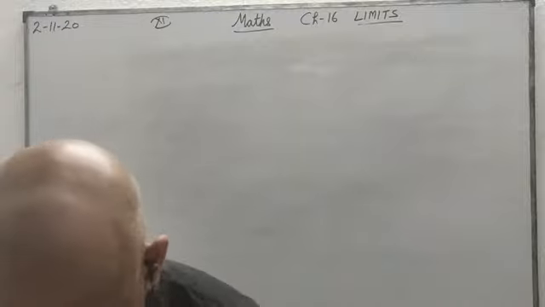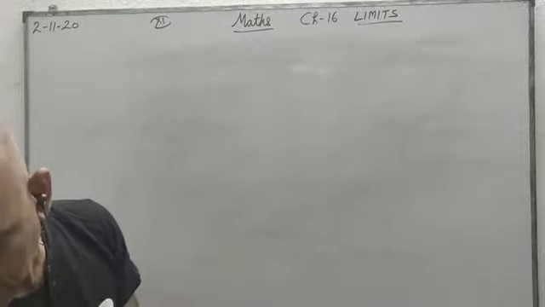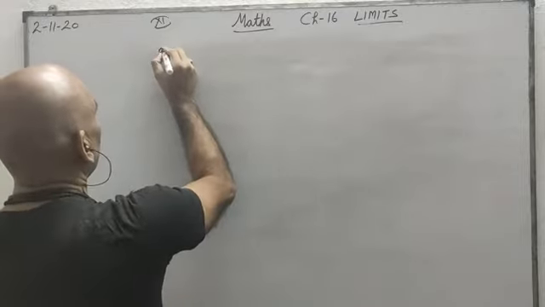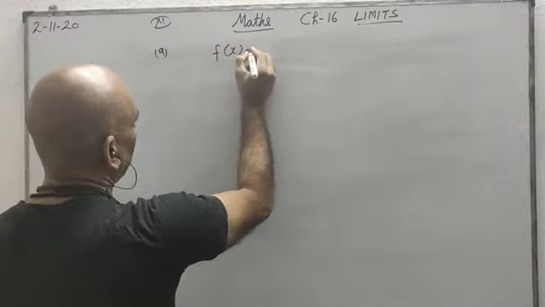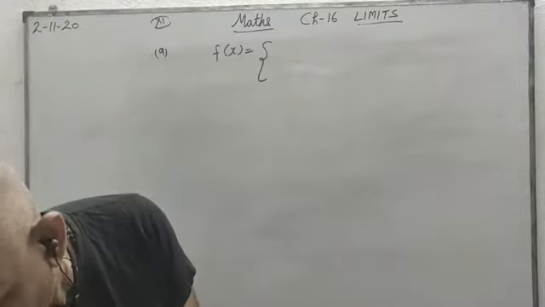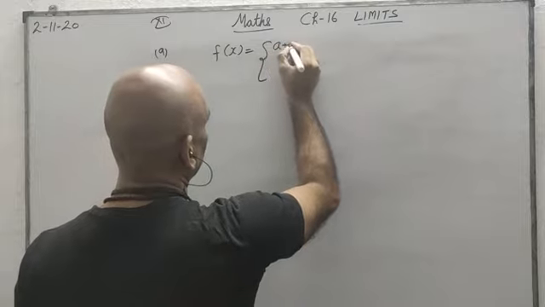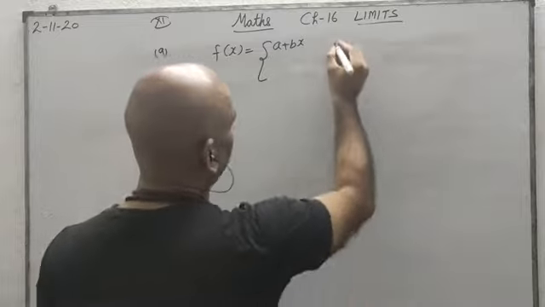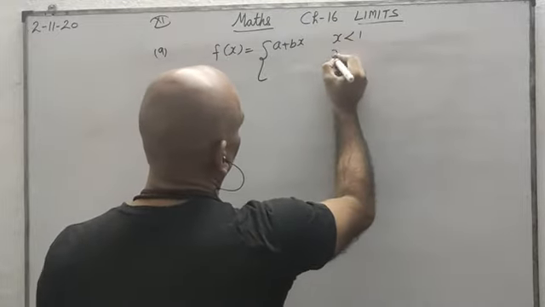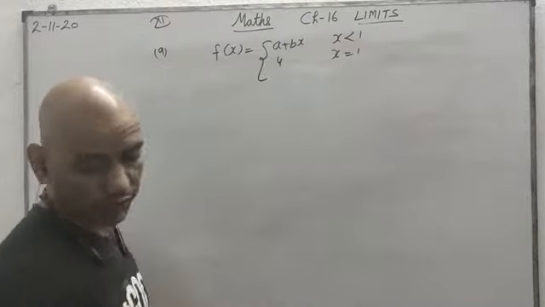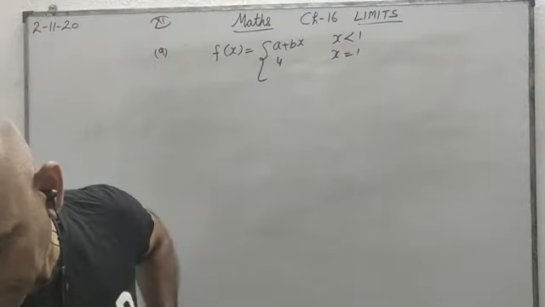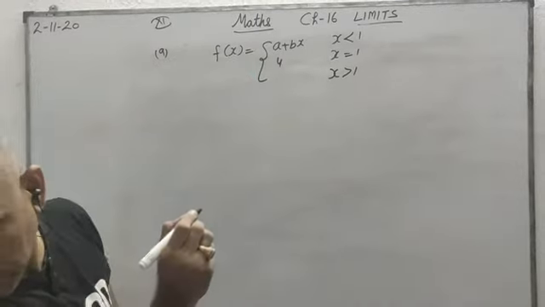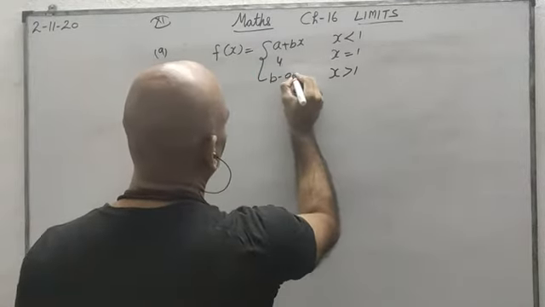So let us see example number 9. What he is saying: f(x) is equal to a + bx for x smaller than 1. When x is equal to 1, the value of the function is 4, and when x is greater than 1, it is b - a. Let's see what he is saying.